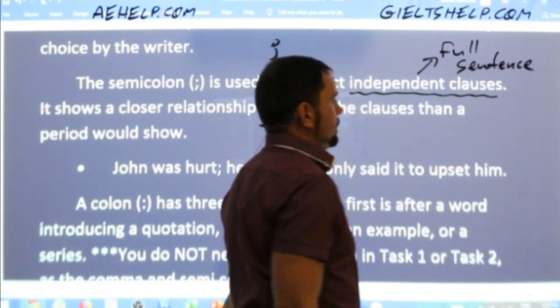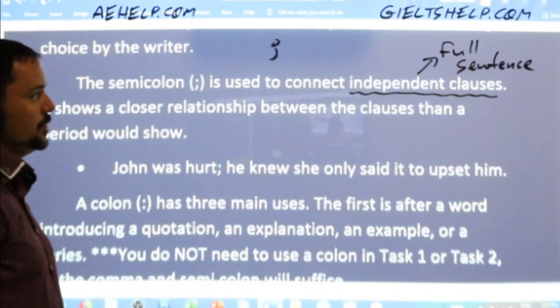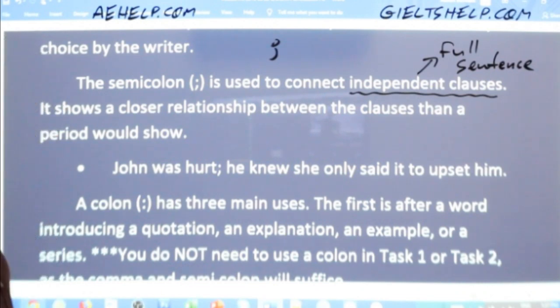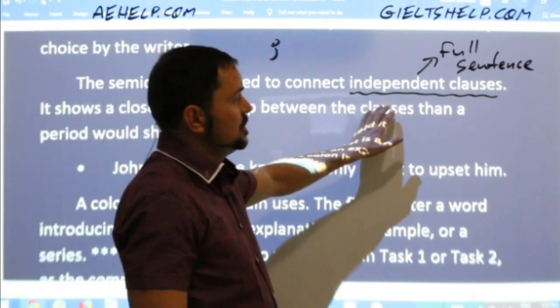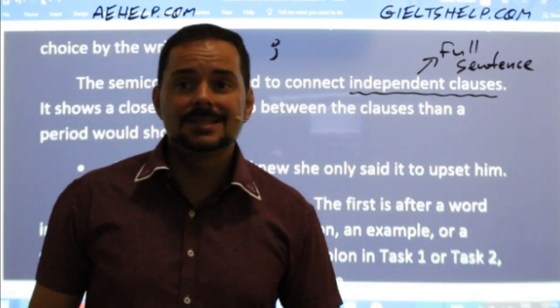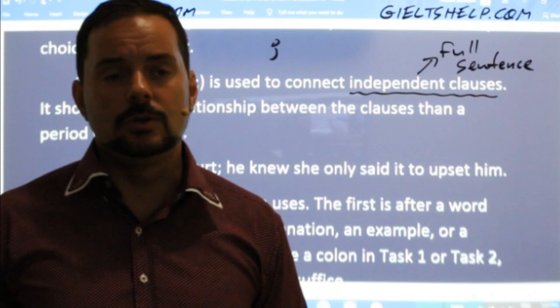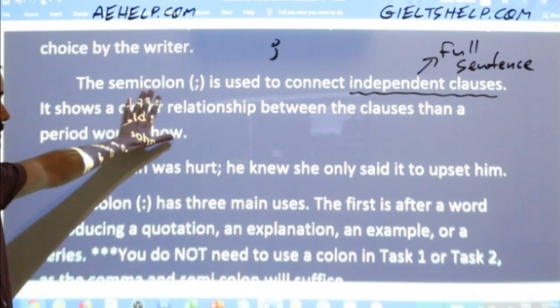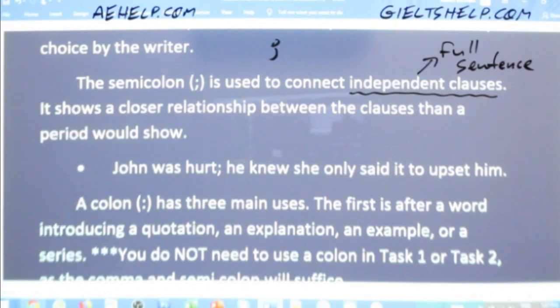Now, at times when you're writing, and this is actually a very good writing technique, your independent clauses have close relationships to each other, or Hermes, we can say that they're actually related to each other. And that's when you need to use a semicolon. That is the best use of a semicolon.